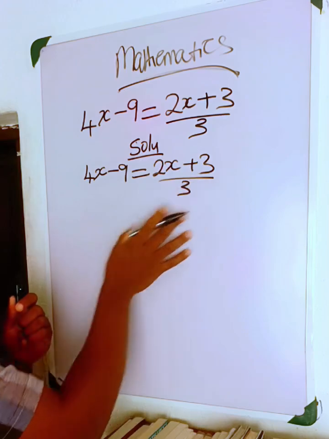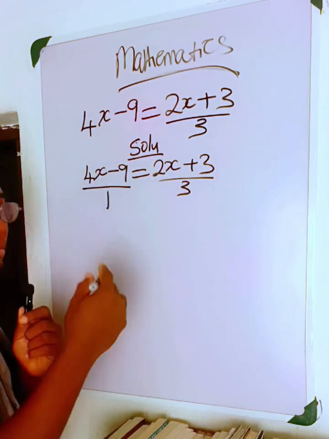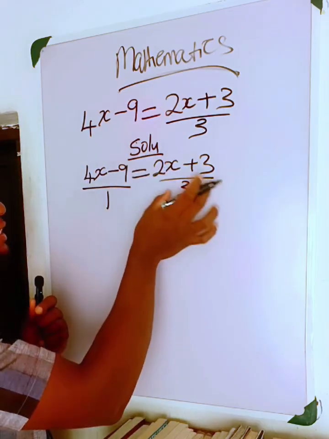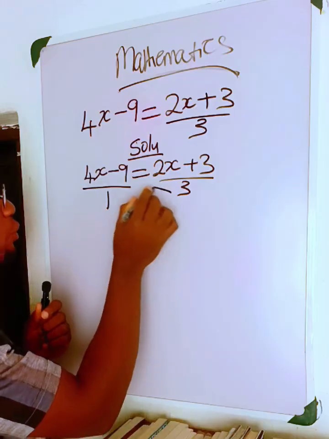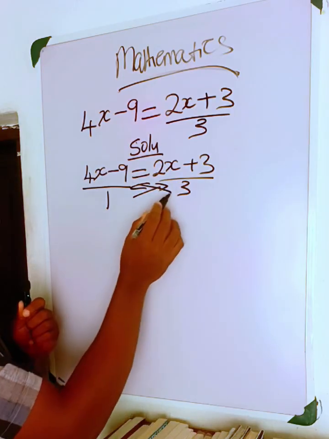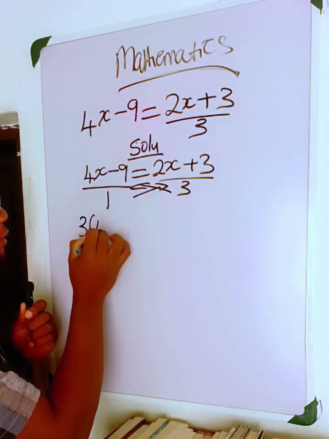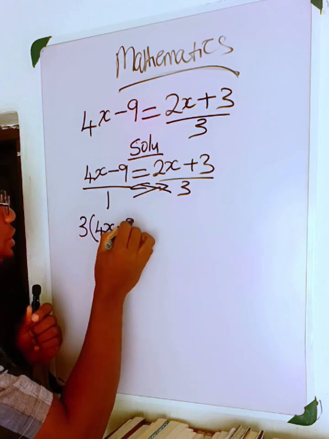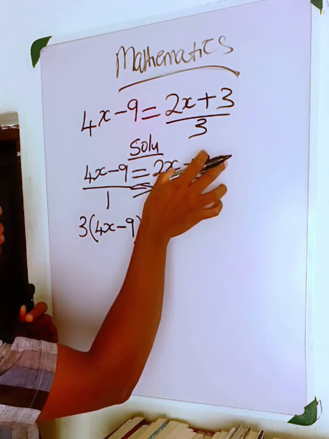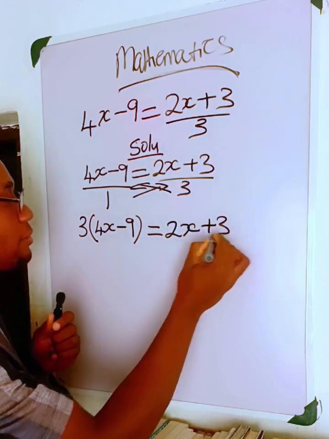This is a fraction, so we can also make this a fraction. 4x minus 9 is written as (4x minus 9) over 1. And because there is an equality sign holding the fractions, we can cross multiply. That's the next thing to do. Follow carefully. So 3 will multiply everything here. We now have 3(4x minus 9) equals, when one multiplies this numerator, it remains the same, so we have 2x plus 3.